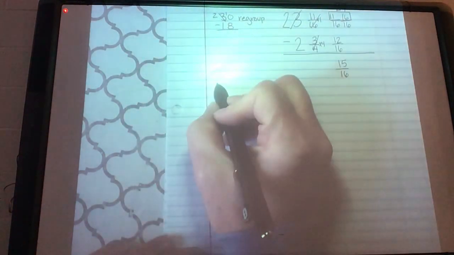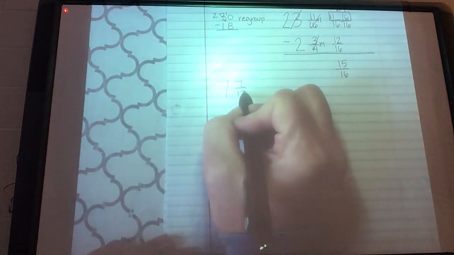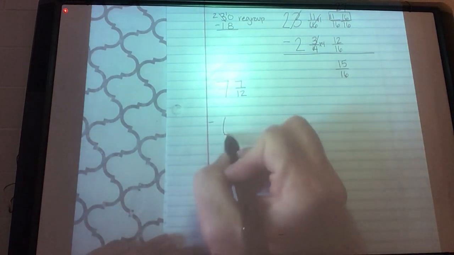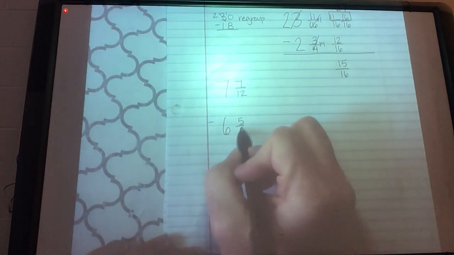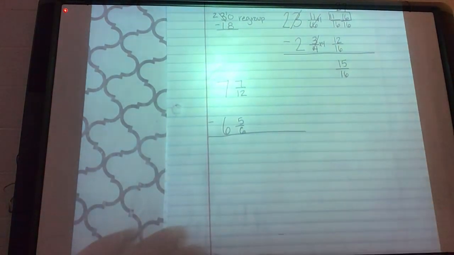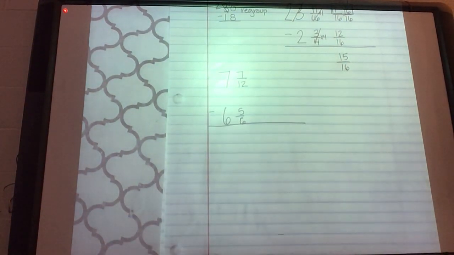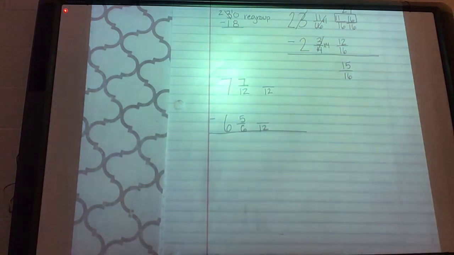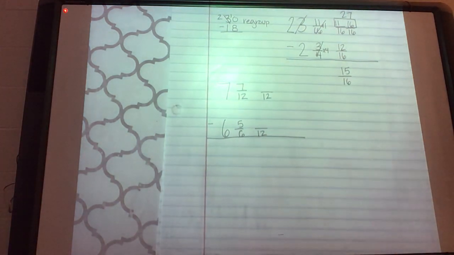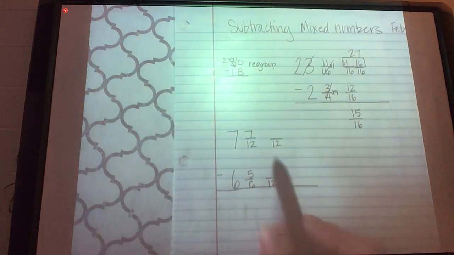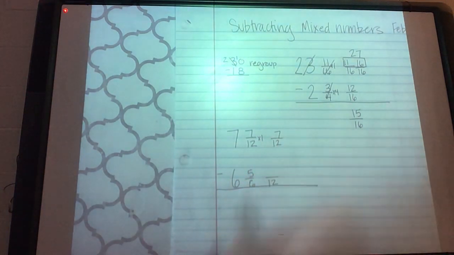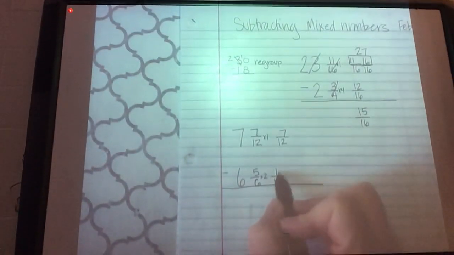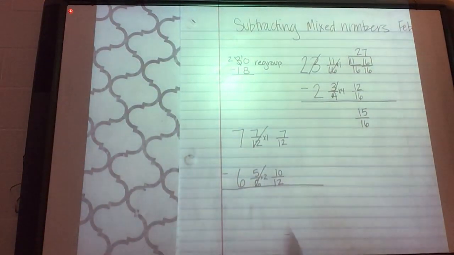All right, let's look at another one: 7 and 7/12 minus 6 and 5/6. What denominator am I going to use? 12, because 6 times 2 is 12. So this is times 1, so that's a 7, and this is times 2, so that's 10. So now I have 7 and 7/12 minus 6 and 10/12.